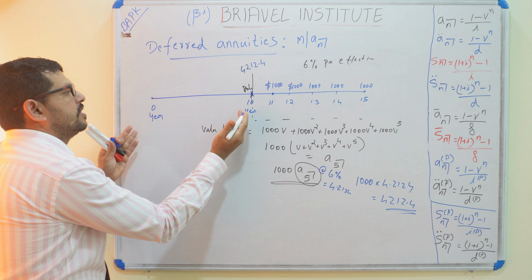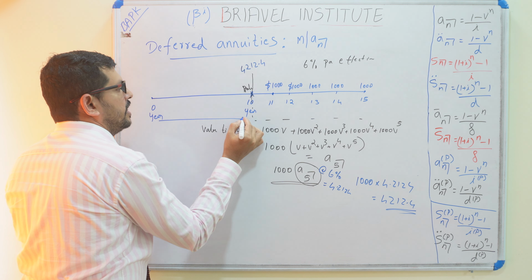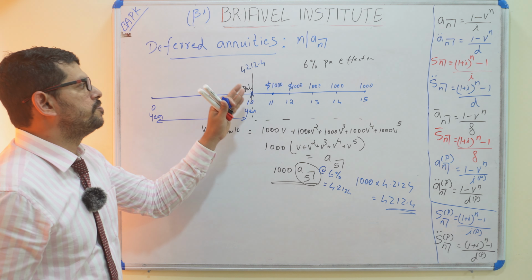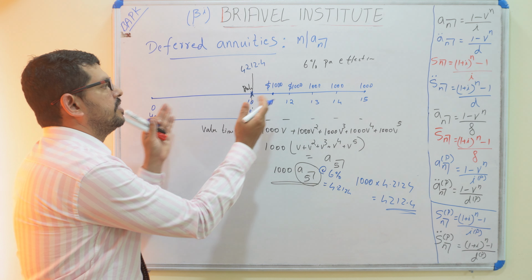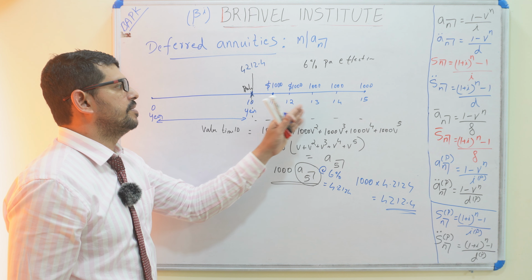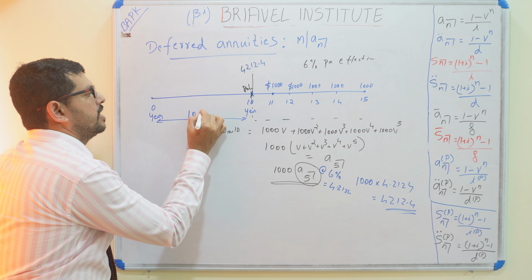But we need to find the value at time 0. So that is time 0. Because it is deferred, this payment is deferred for some period. From the 11th year onwards only. The period is deferred, so there are 10 years of time.